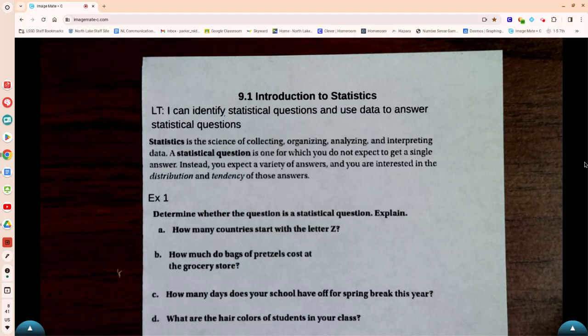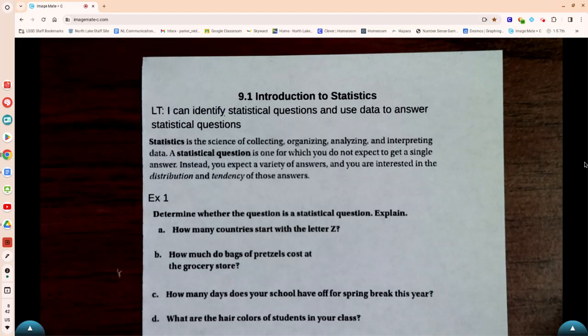We're instead interested in the distribution and tendency of these answers. So for example, if I wanted to do a study, and my question in the study was, how many states are in the United States? Do you think that's something we really need to study and collect a bunch of answers for? There's an answer, right? How many states are in the United States? 50. So there would be no point in going around and asking all of you that question. Now, maybe I would ask all of you because I want to know if you know the answer, right? But there is a correct answer to that.